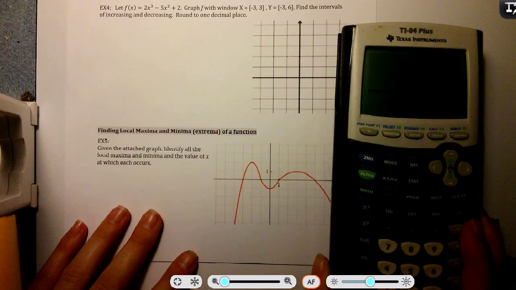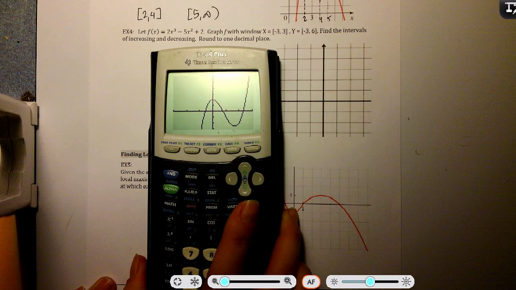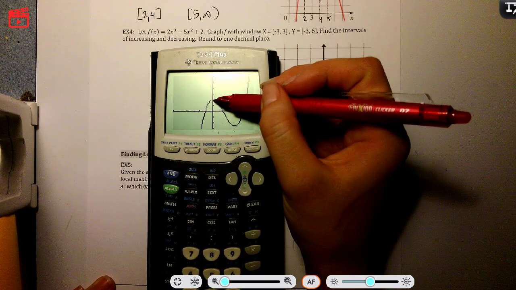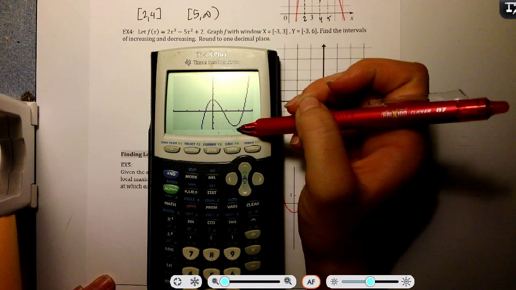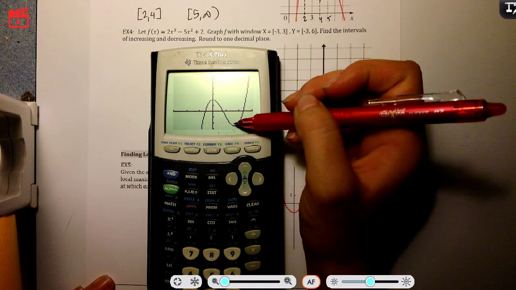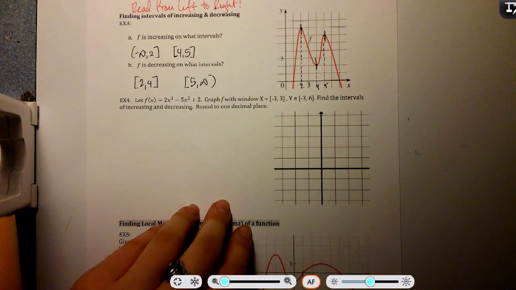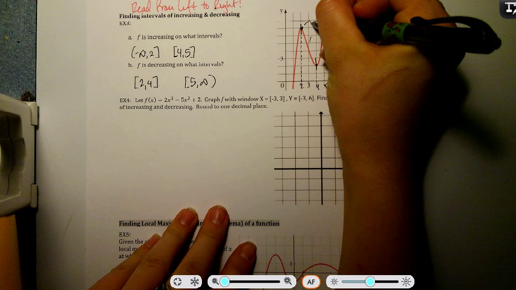Okay, so we're going to find the intervals of increasing and decreasing. So to do that, I want to know what those numbers are at this sort of change point. To find these change points, these points are called maximums and minimums. Looking up here, remember when we were talking about our change points? This would be a max.